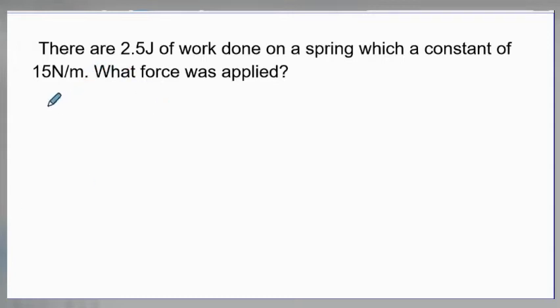Another example. Once again, we have 2.5 joules. I'm saying joules of work. This is energy. Energy is doing the work. So this is our energy, and it's being done on a spring. We have a constant, the K value, 15 newtons per meter.